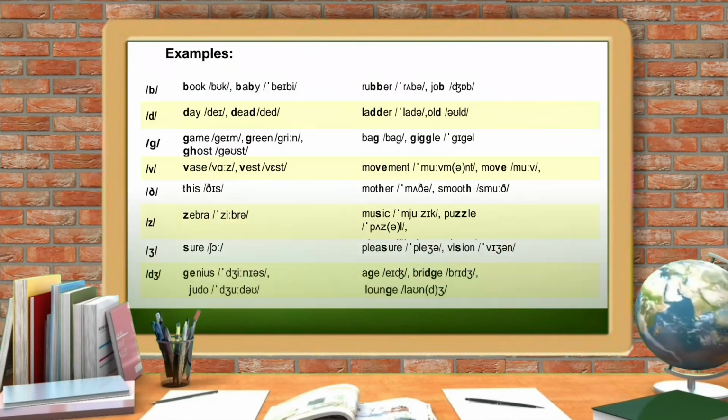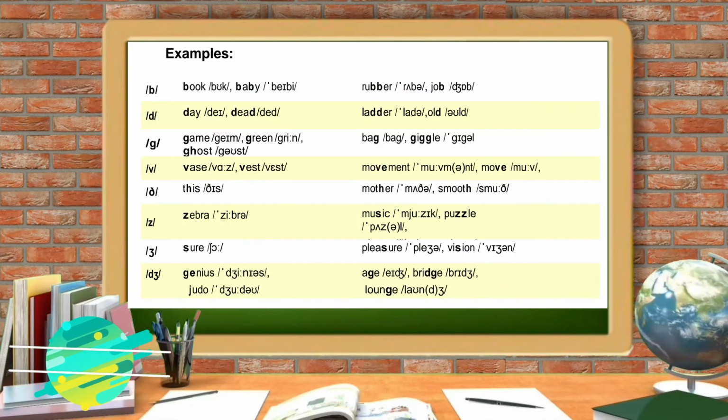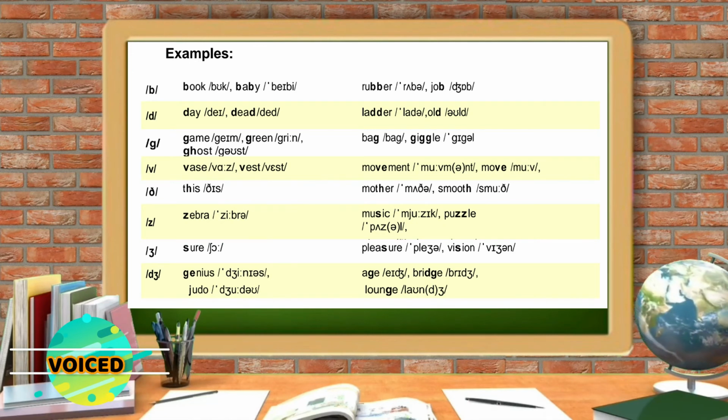Okay, next, these are some examples of voiced sounds. The first is B for book, baby, rubber, and job. D for day, dad, ladder, and old. Next, G for gym, green, Gus, bag, and giggle.